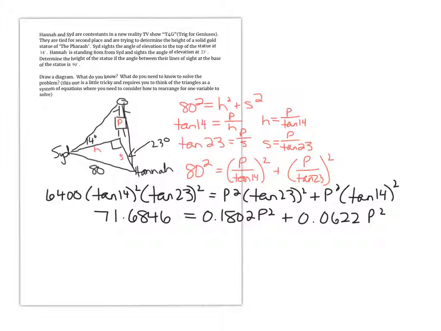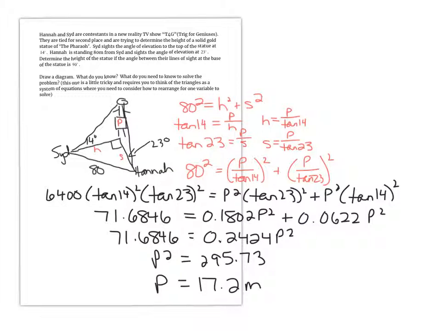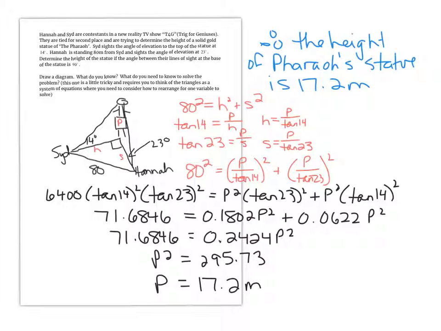Now I'm going to collect my like terms. These are like terms. And we'll finally isolate p squared and then take the square root to get the answer for the height of our statue. So when we do that, we get that the height of our statue is 17.2 meters. And we're done.